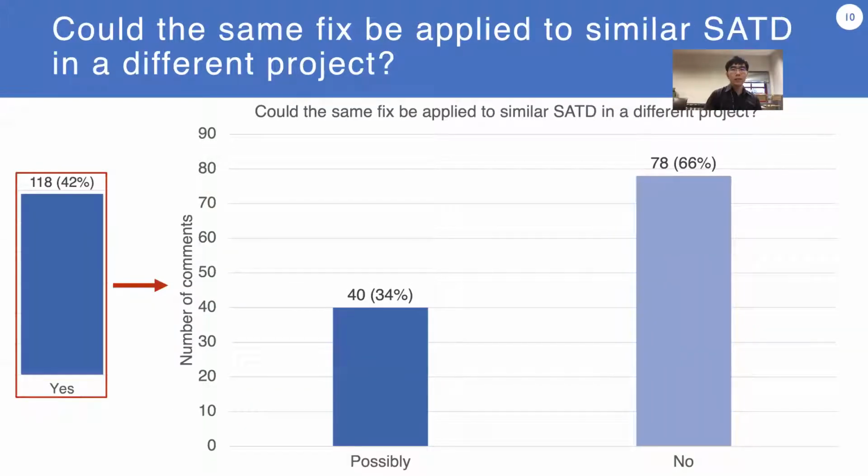We looked into the SATD comments which had been fixed and asked whether the fix applied in a commit could be applied to similar contexts in different projects, so we could envision tool support to address SATD automatically. The results show that one third of the comments could possibly apply to different projects. Among these, we identified two kinds of SATD that could possibly be handled automatically. One of them is the comment indicating that the developer is waiting for something.